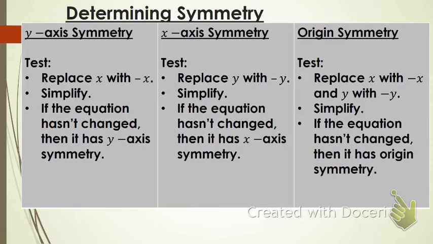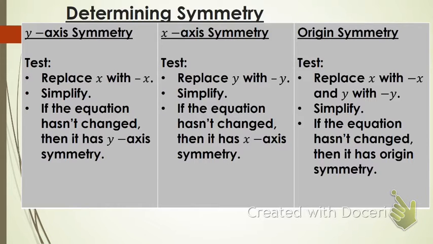So the reason on the y-axis symmetry that we replace the x and not the y, what does it mean for something to be symmetric? Identical on both sides. So if it has y-axis symmetry, that means if I have my graph in front of me on a piece of graph paper, I can take it and fold it on the y-axis, and those two sides would match up perfectly, right?